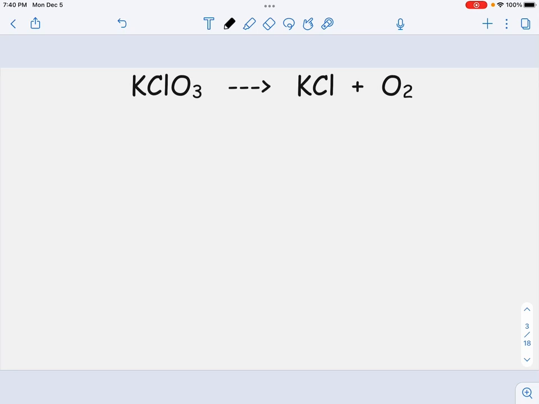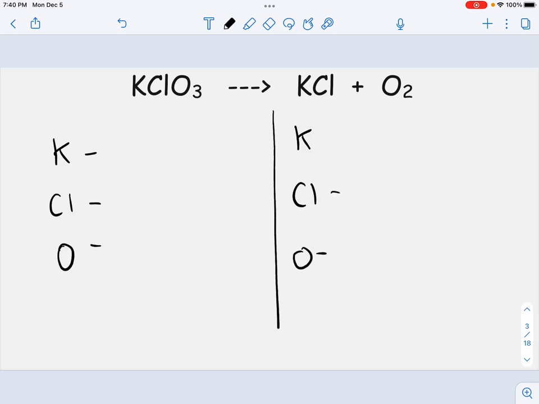KClO3 decomposes to KCl plus O2. So the first thing you're going to do is list all the elements on both sides. So we have potassium, chlorine, and oxygen. And obviously, they're going to be on both sides. All right, so on the reactant side, we have 1 potassium, 1 chlorine, and 3 oxygen. On the product side, we have 1 potassium, 1 chlorine, and 2 oxygens.